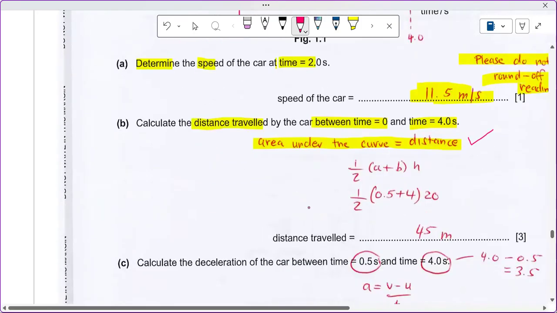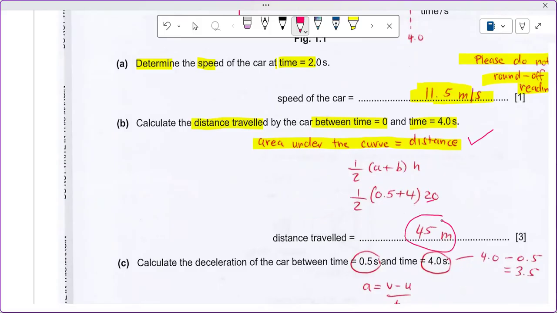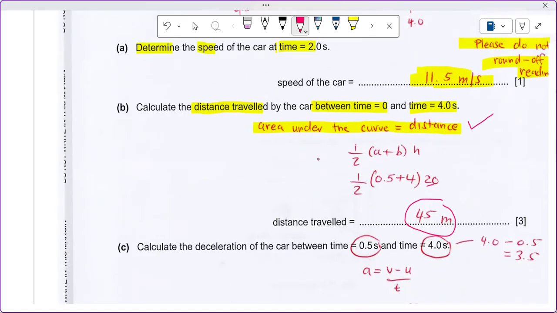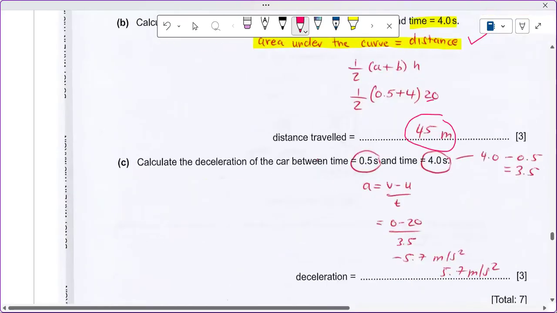So I can plug and play. That's going to be a half times 0.5 plus 4 multiplied by 20, because that's my height. I get my answer is 45 meters. Quite simple, guys. It's extremely simple.